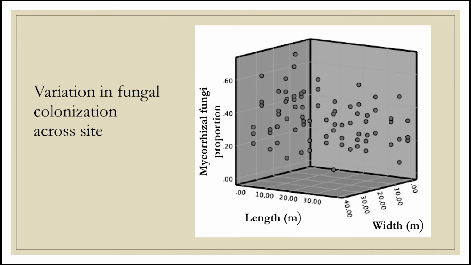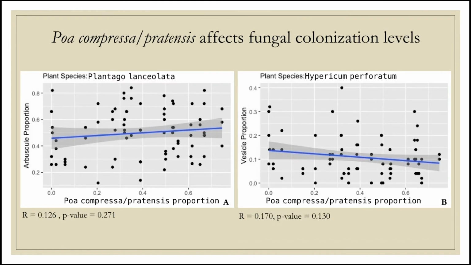This graph represents the study site with the x and y axis representing the site's length and width. The z-axis shows the proportion of mycorrhizal fungi in each quadrat. Each data point represents one plant. Overall, this shows that there's variation in fungal colonization across the site. Although this graph only depicts one species, the others showed a similar pattern.